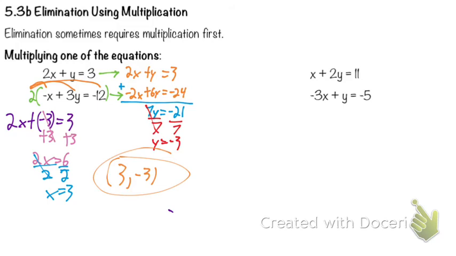This y was a negative 3 because it was negative 21 over 7. Oh, okay. Is that good? Yeah. Okay.